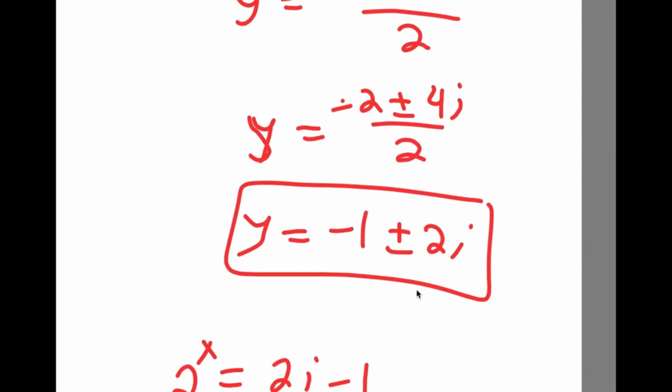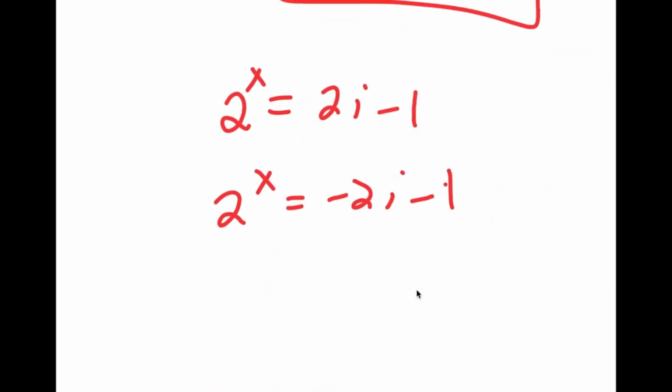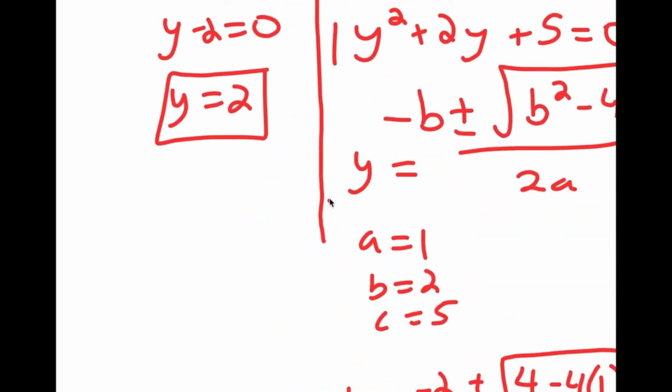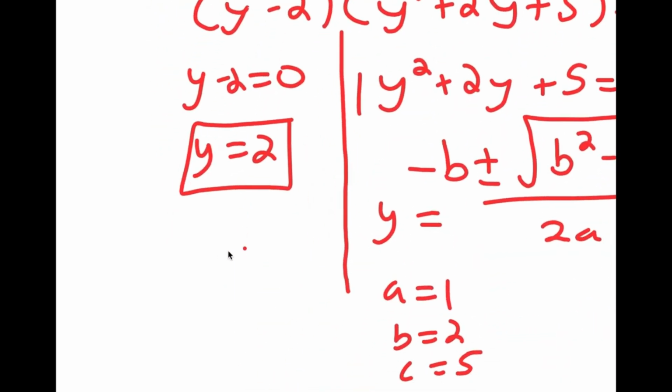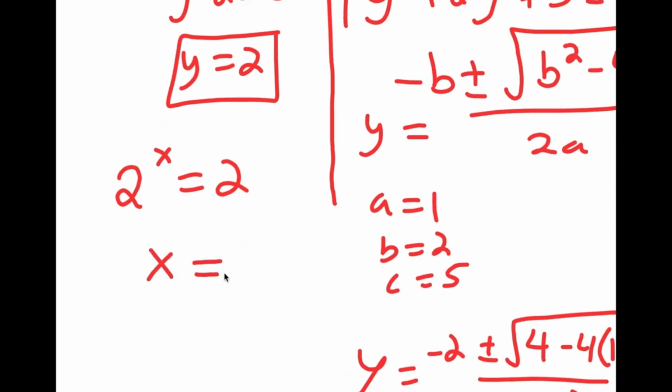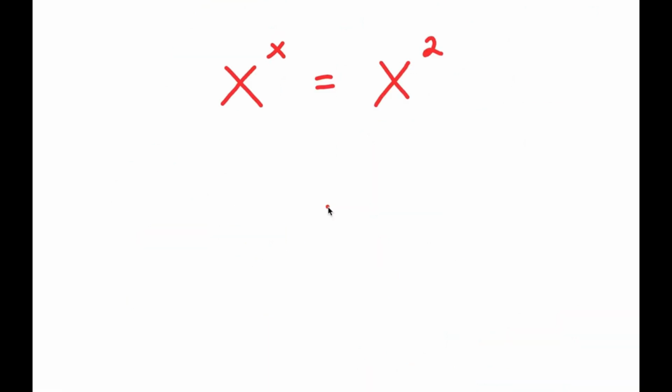Now, we can't actually take the power of a positive number and make it equal to something with i. So there's no solution for this, meaning that we can only use y equals 2. So I get 2 to the power of x equals 2, meaning our only solution for x is 1.